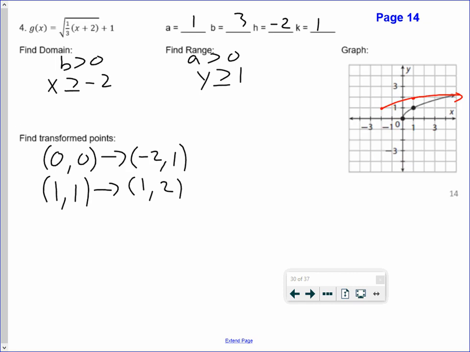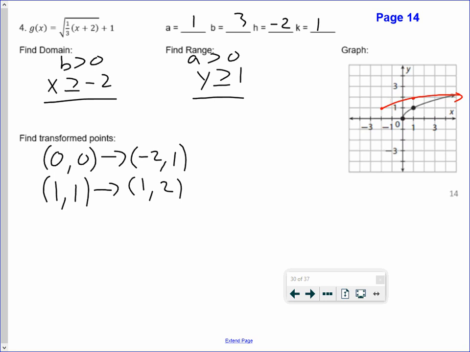Okay, so this is what you should have gotten for number 4. Your A is 1, your B is 3, your H is -2, and your K is 1. So your domain should have been x is greater than or equal to -2, and your range should have been y is greater than or equal to 1. For our transform points, 0, 0 should have given you -2, 1. That was your H and K terms. Your 1, 1 should have given you 1, 2. The first one is B plus H, 3 plus -2 is 1, and the second one is A plus K, 1 plus 1 is 2.